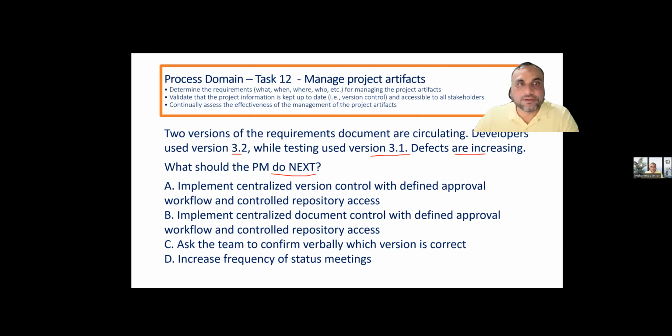So implement centralized version control with... When I read this word, it feels that yes, it should be the solution. Implement centralized document control with defined approval workflow and controlled repository access. Ask the team to confirm verbally which version is correct. Increase frequency of status meetings. The problem is we have different versions, which will not be solved that way. So meetings will increase the time instead of decreasing the time. That's why it cannot be the answer.